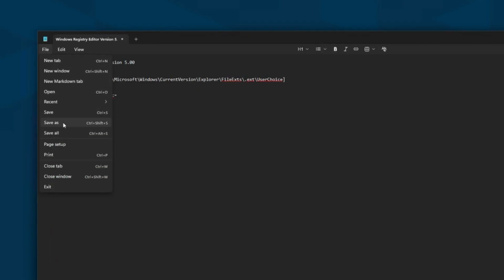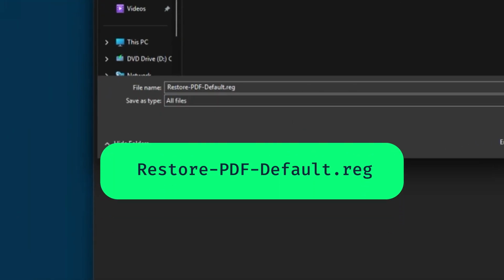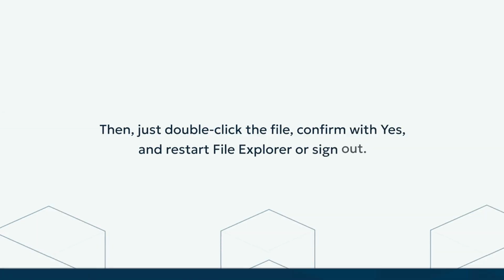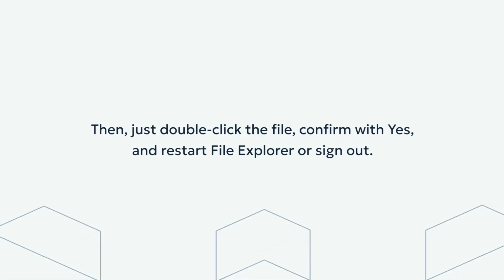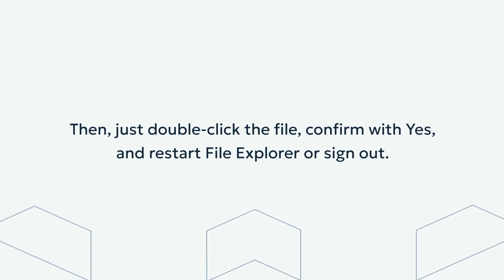Save the file as restore-pdf-default.reg and set the save type to all files. Then, just double-click the file, confirm with Yes, and restart File Explorer or sign out.